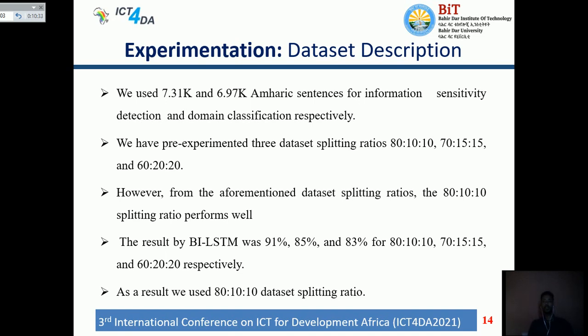When we see the dataset distribution, 7.31k Amharic sentences were used for sensitivity detection and 6.97k Amharic sentences for domain classification. As a splitting ratio, 3 splitting ratios were tested: 80-10-10, 70-15-15, and 60-20-20. Among those dataset splitting ratios, 80-10-10 performs well, and this splitting ratio was used as the final model development dataset splitting ratio.